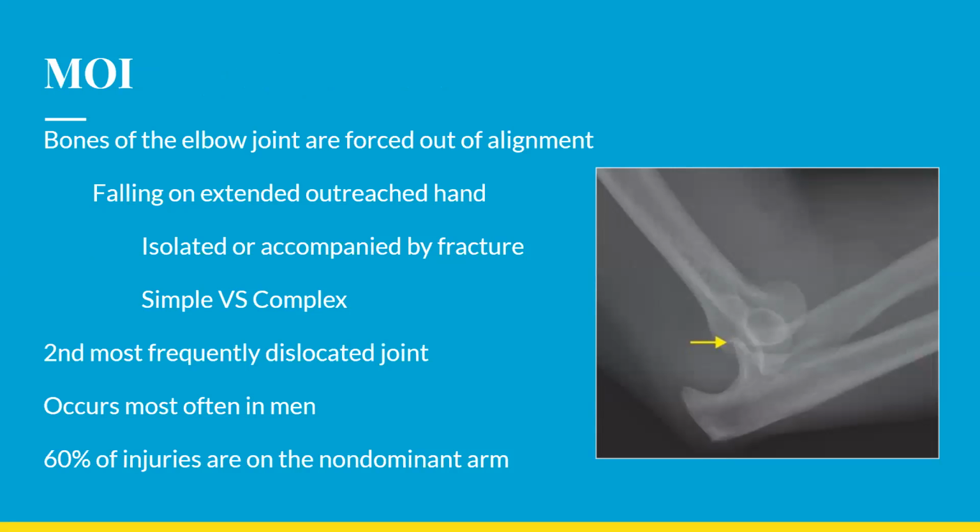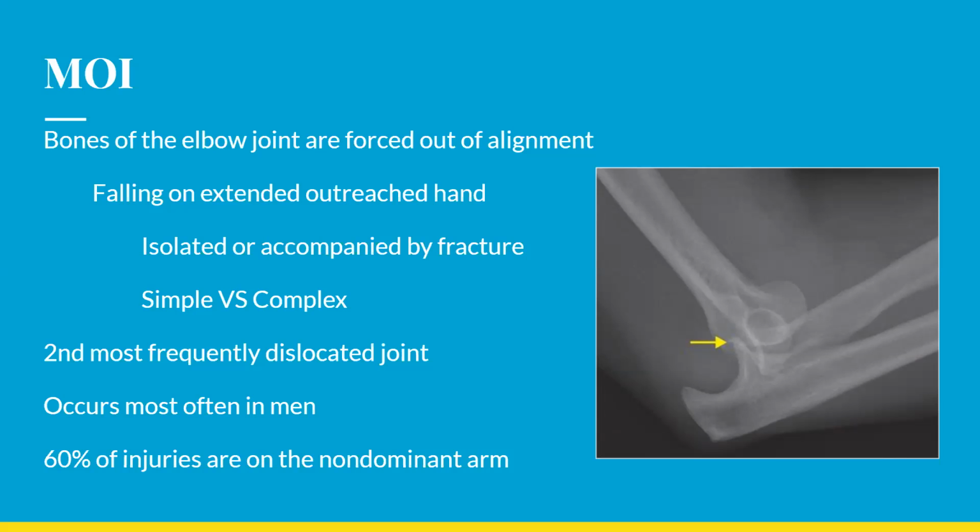All right, so first, mechanism of injury. This happens when the bones of the elbow joint are forced out of alignment, usually by falling on an extended outreached hand. It can be isolated, so it can be just the dislocation, or it can be accompanied by a fracture. Stay tuned for the most popular fracture. It can be simple or complex, so that's whether it's isolated or accompanied by the fracture. So simple is isolated, and complex is accompanied by the fracture.